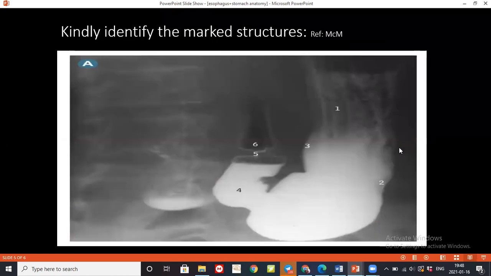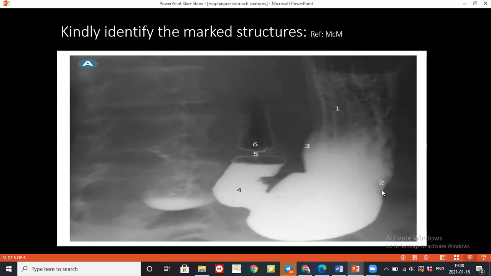What are you looking at? This is the barium meal of the stomach. Number 1, this is the body of the stomach. Yes. Good. And then 2, please.